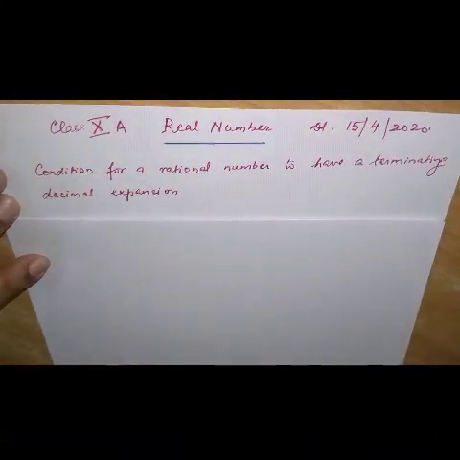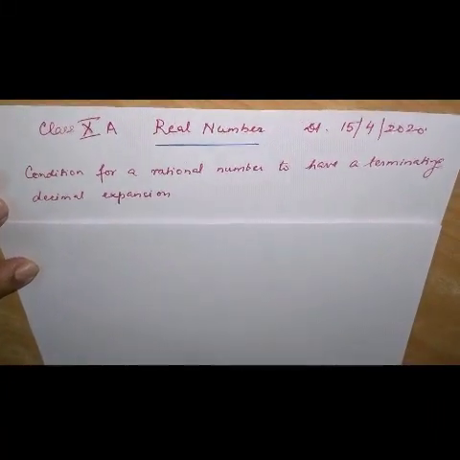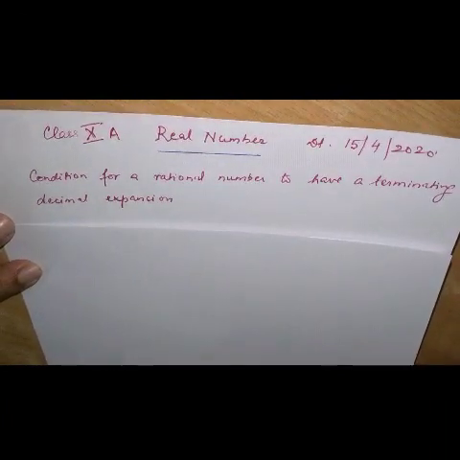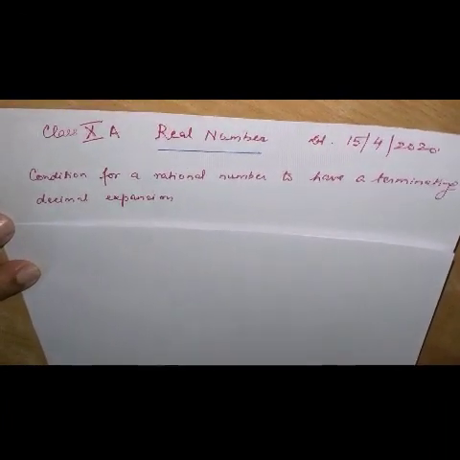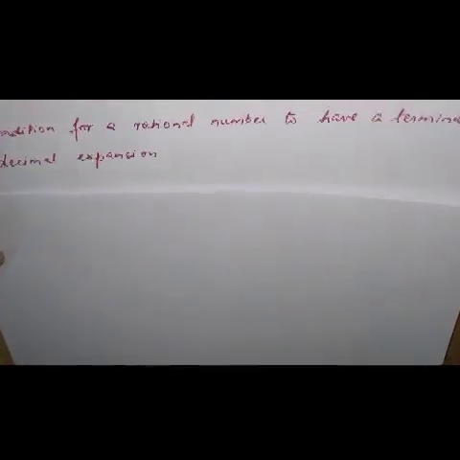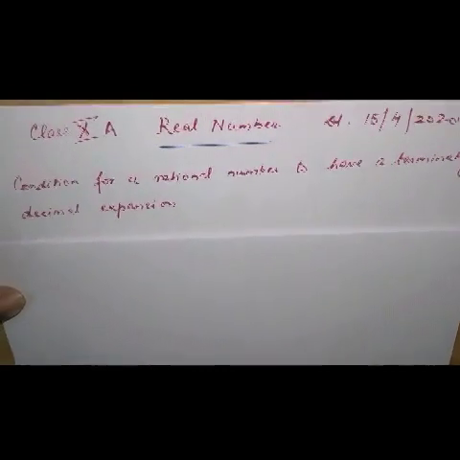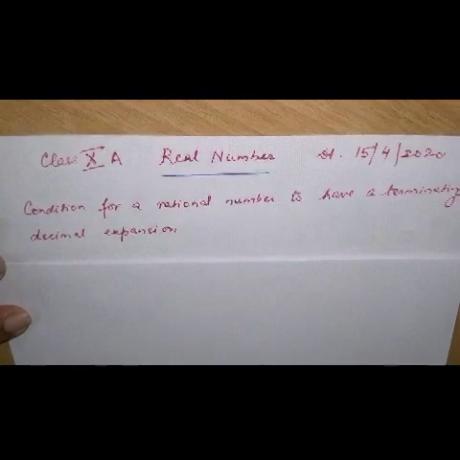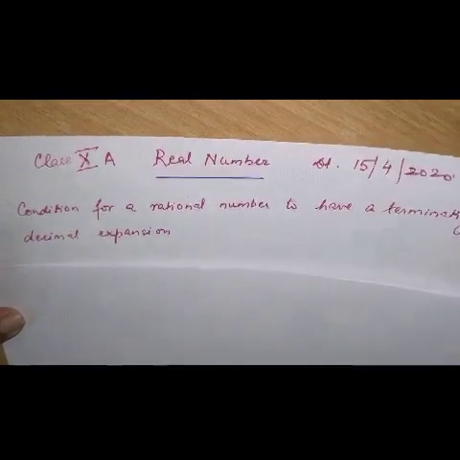Come back to the real numbers. Next lesson of it. Last time we had done Euclid's division algorithm, and there we had done two types of problems. One to find the HCF, and another the numbers which can be written in the form of 2q plus 1 or something of this kind. Now we are coming to the next topic.